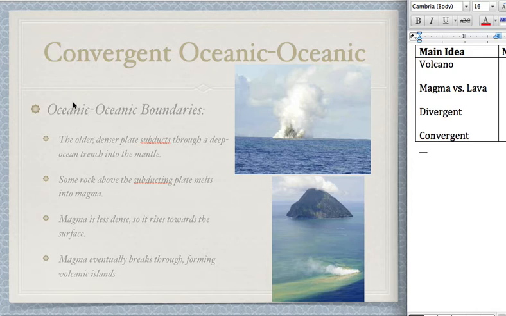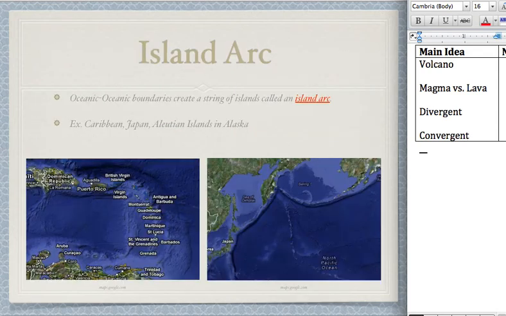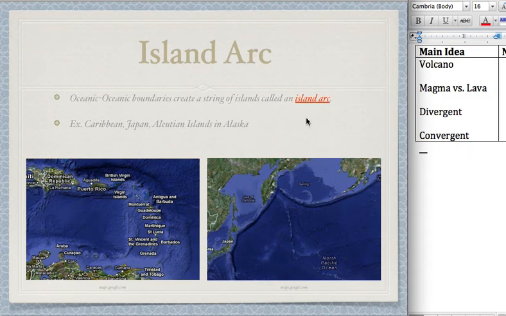Right, when 2 oceanic plates collide, the older, denser plate subducts through a trench. Some of that rock melts into magma, and it rises to the surface and breaks through, forming a volcano. Right, as that volcano grows underwater, eventually it will become tall enough to get out of the water and be above the surface. And we get a whole string of these called an island arc, right? So in the Caribbean, right, the Virgin Islands, and then all of these other islands down here are all volcanic in origin, along with the Aleutian Islands in Alaska. Right? You can see there's a big trench. As the Pacific plate goes under, it melts, and we get volcanic islands on the other side.